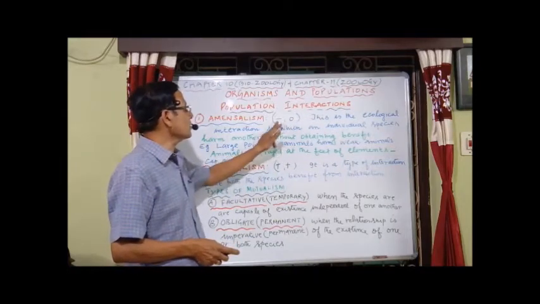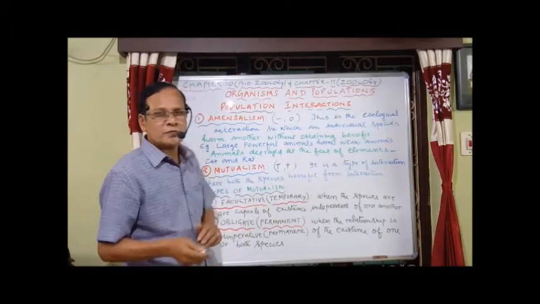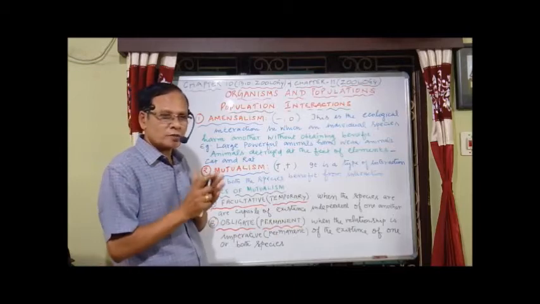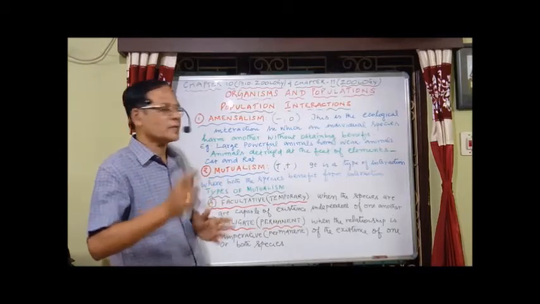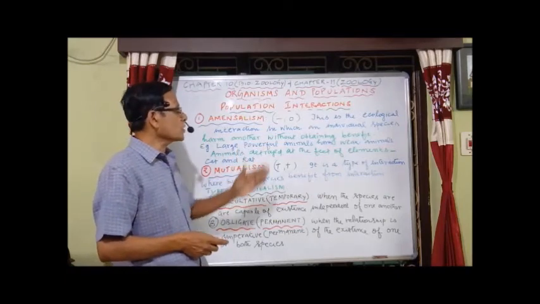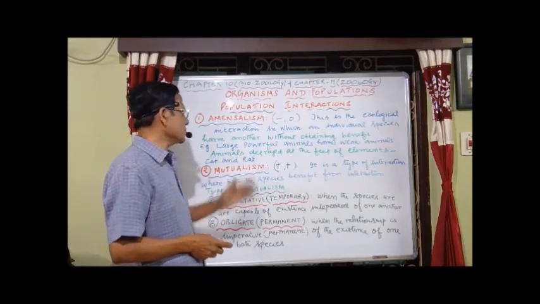So this one harms another without obtaining benefit. There is no benefit in that relationship for one species. One species is harmed, there is no benefit for the other species. For example, large powerful animals harm weak animals. It's an example of cat and rat.